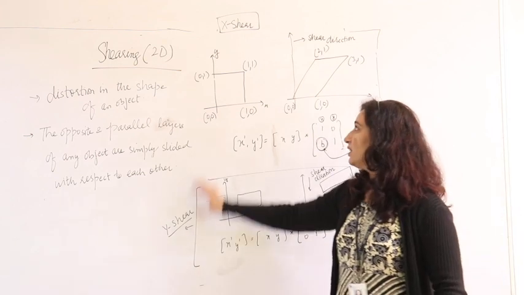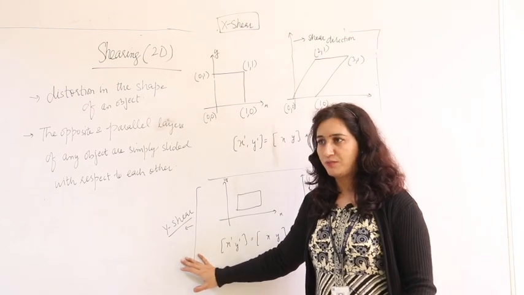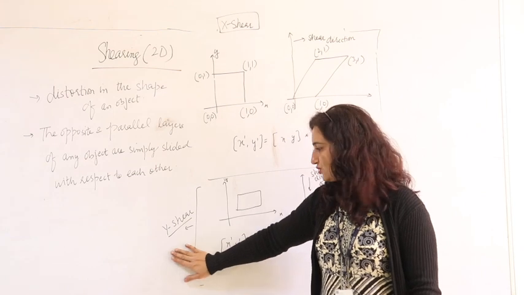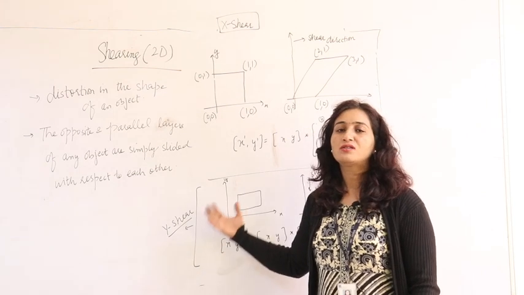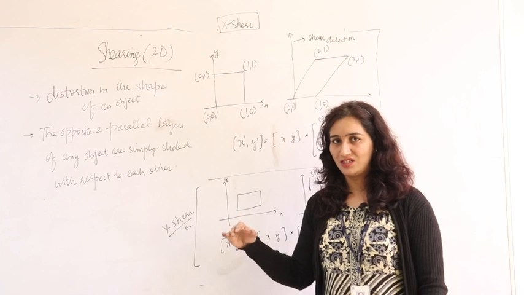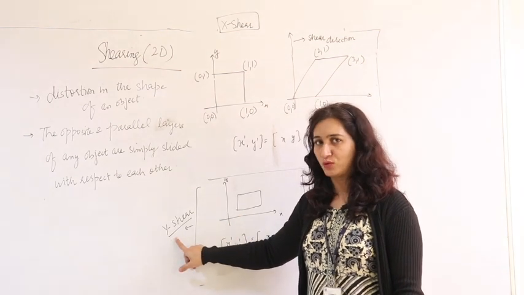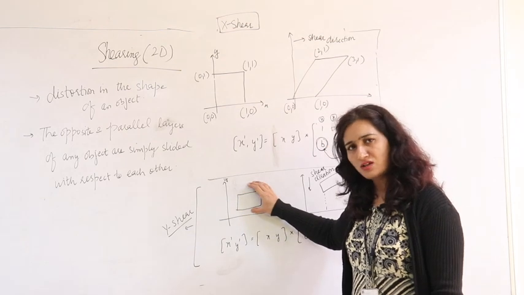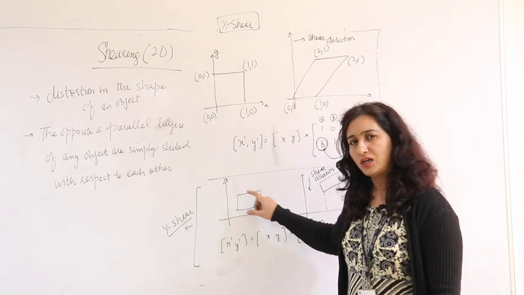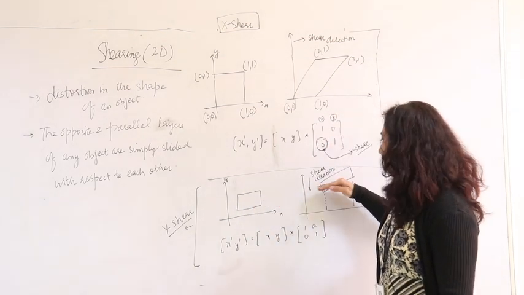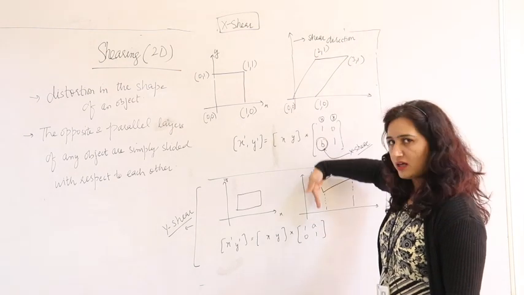Similarly, same as x shear, I am talking about y shear. Y shear means there is no change in the x-axis position, but there is a change in the y-axis position. Here suppose it is an object, it has some values. Clear? In y shear, the shear direction is in the opposite direction.